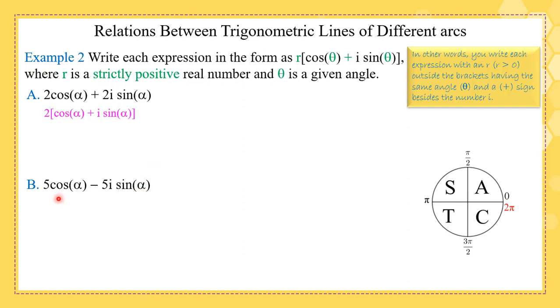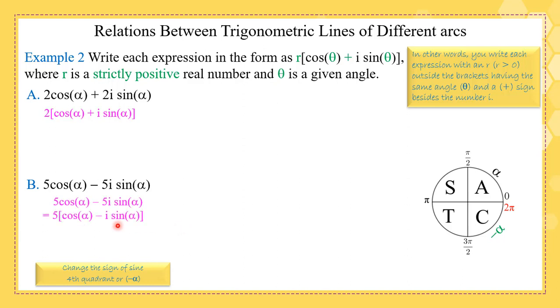Now in this case, if we take 5 as a common factor, we get r, but we have a problem with this minus. What do we have to do? We need to change the sign of sine alpha. This is alpha. Now, where do we have on this trigonometric circle a positive cosine and a negative sine? This would be in the fourth quadrant, which is called minus alpha. So we change the sign of sine alpha by using the fourth quadrant.